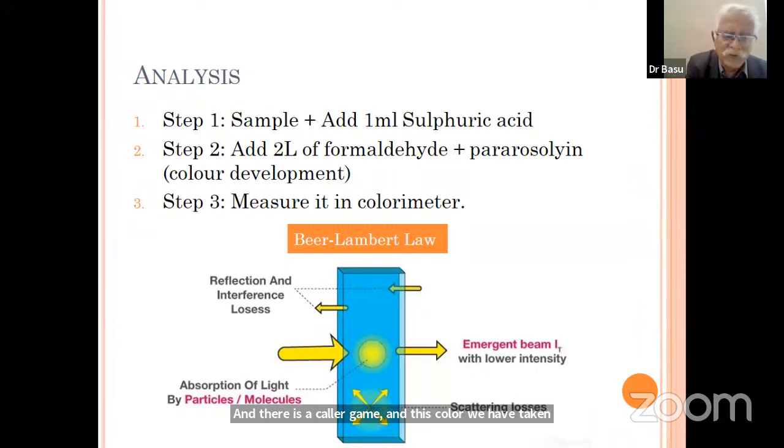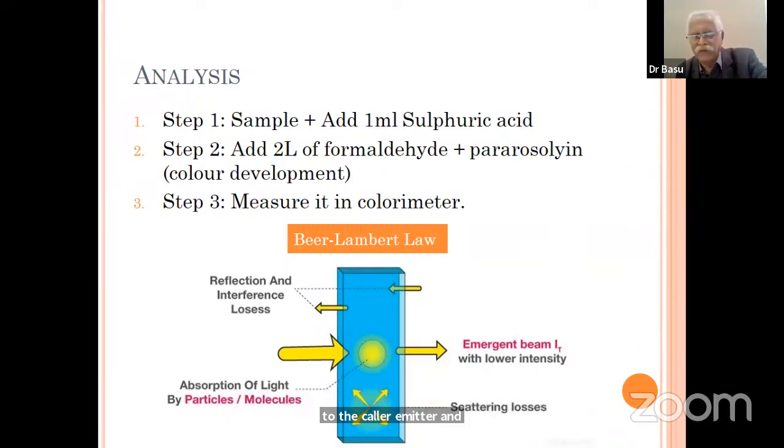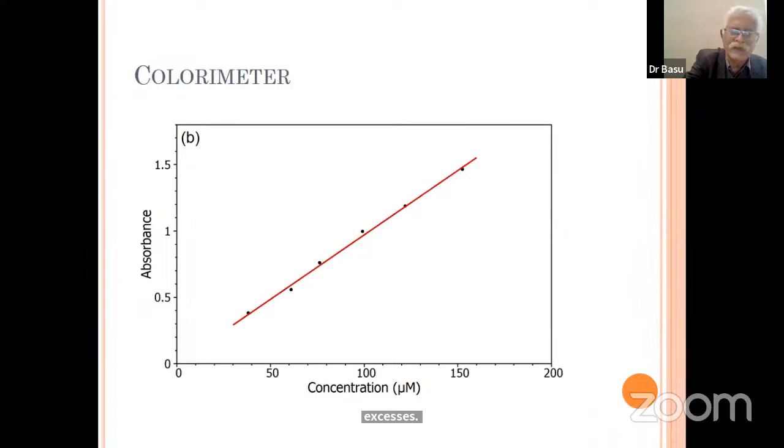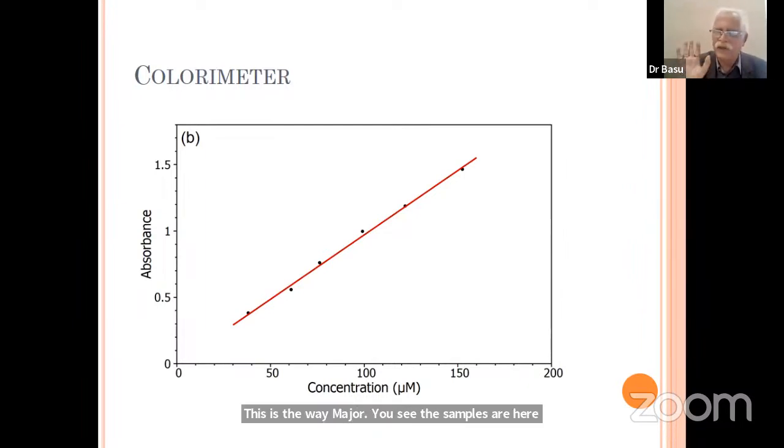And this color we take to the colorimeter. In the colorimeter, light enters, and if the concentration is very high, some light is absorbed. The emergent light we measure. How much is absorbed gives the concentration. Concentration is on the x-axis; if concentration is high, absorbance is also high. We see some samples here and there, and we take a line graph and measure these things.